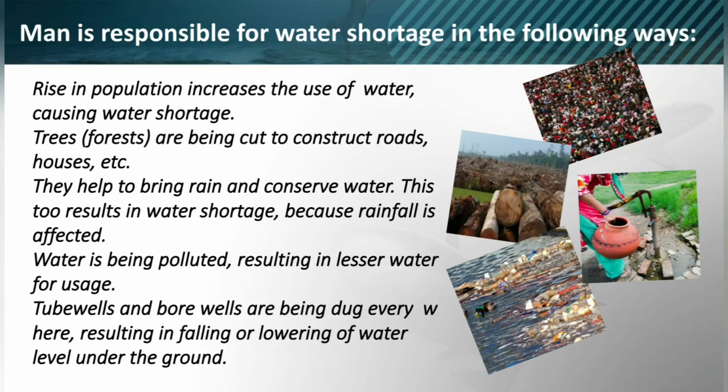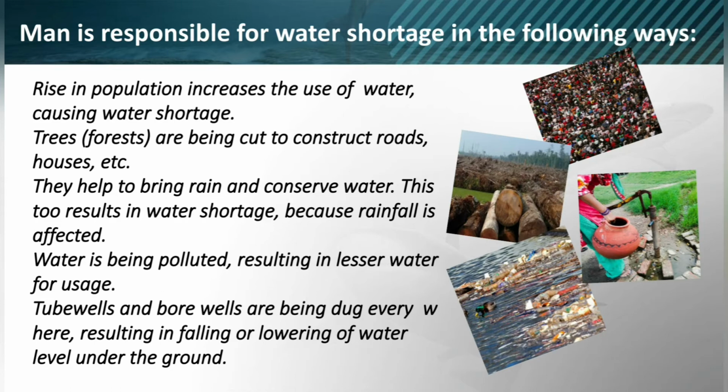First point is rise in population increases the use of water, causing water shortage. So students, why are we facing the water shortage? Because we have a population increase. If the population increases, the usage of water also increases. So because of that, we are facing the shortage of water.